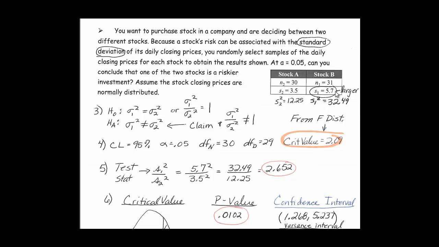Our degrees of freedom: the sample that had the larger variance had a sample size of 31, so its degree of freedom was 30. The degree of freedom of the other was 29, given that that sample size was 30. So I would go to the F distribution for 0.05 alpha, find the column and the row where these two intersect, and I would get the critical value of 2.09. Okay, so that's how I found that.